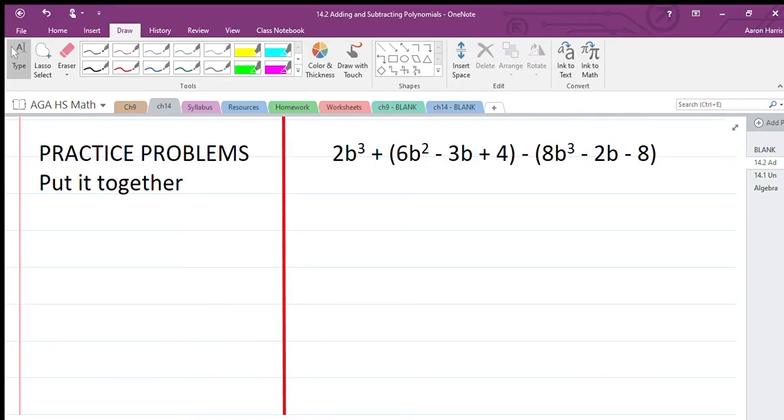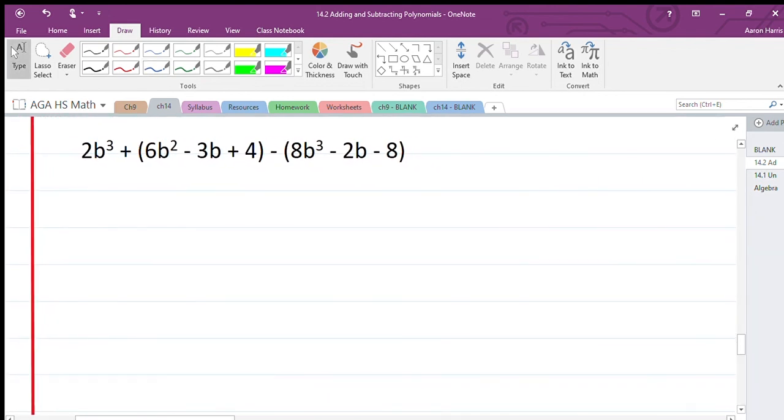Okay, so our practice problems, we got to make sure we're able to put all this together. Remember commutative property, associative property, and being able to do it all. So here we go. Here's our problem right here. I'm looking at it. I have one term outside of parentheses, then I have a trinomial, then another trinomial. I'm adding one side, I'm subtracting the other side.